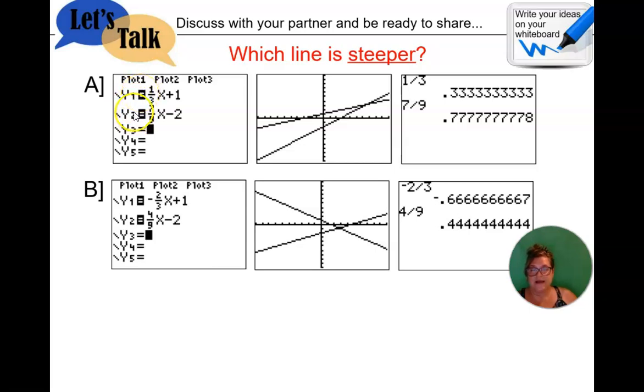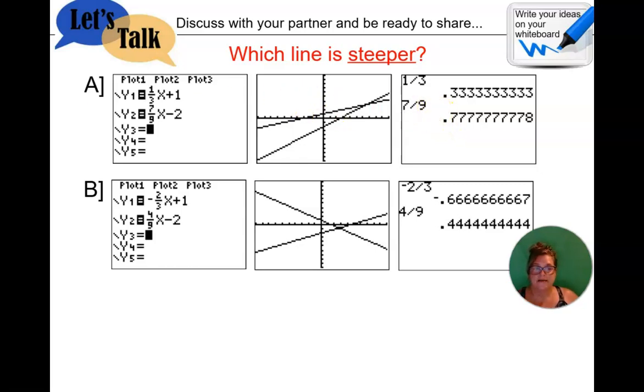than 7/9. So you can use your calculator to get a decimal approximation. 1/3 is about 0.33, 7/9 is about 0.78. So we can see from their decimal equivalents that the 7/9 is going to give the steeper line because it is the larger slope in its magnitude.